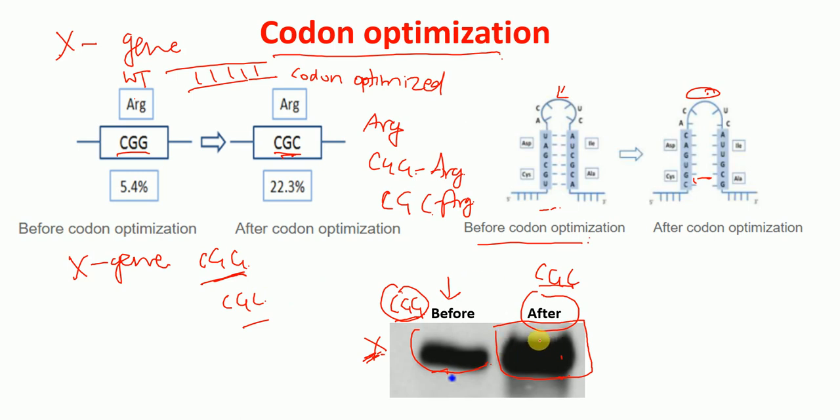And the mechanism of how this happened I have explained here. One is that this has helped us to increase the GC content. Another is that this has also helped to open up the stem loop structure of the messenger RNA and increase the stability of the messenger RNA. So this is how the expression level of the protein encoded by this X gene is increased in the codon optimized case compared to the wild type case.